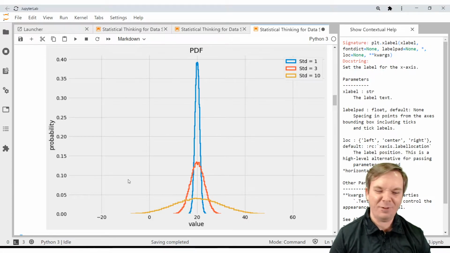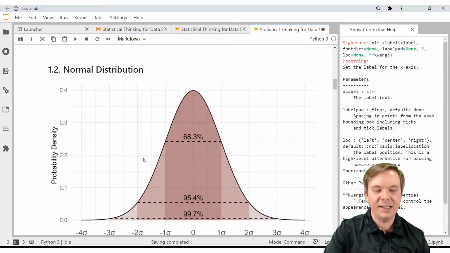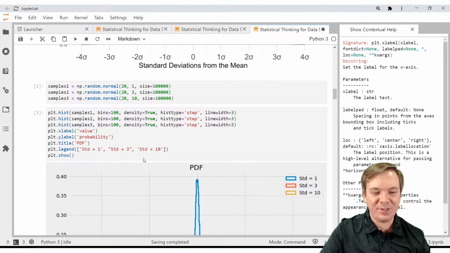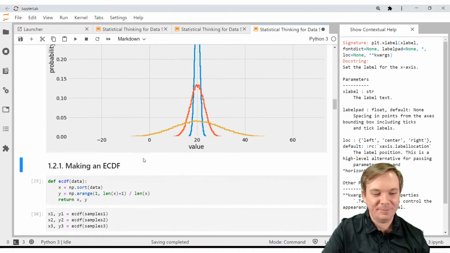You might say it's very pointy, right? Well, that's true, but the trick is that it depends on your scale. All normal distributions don't necessarily look like this unless you're zooming in on them correctly. So this is something to keep in mind.